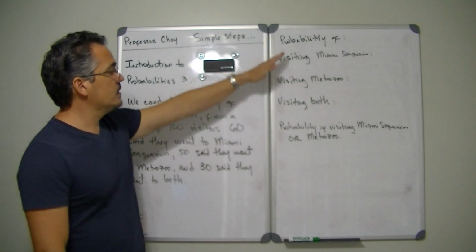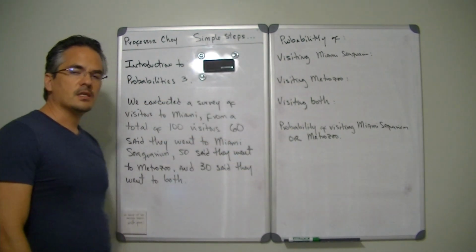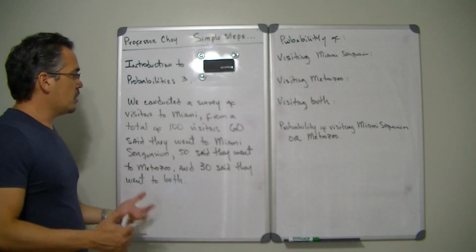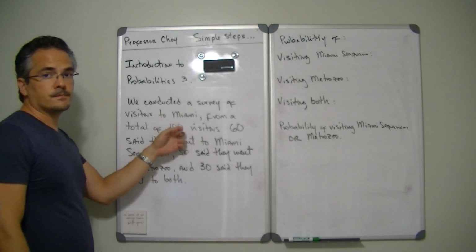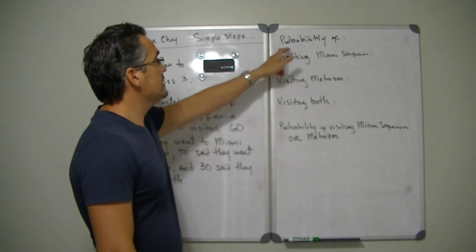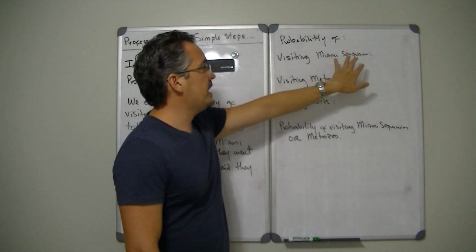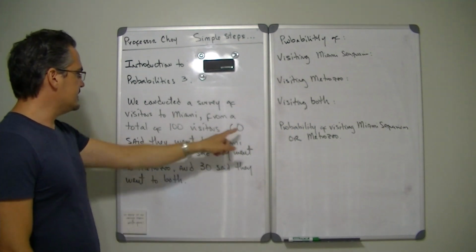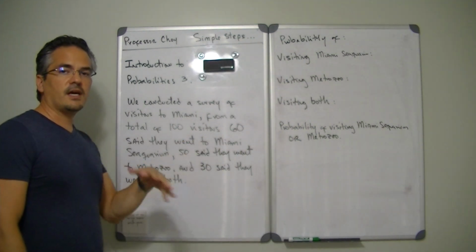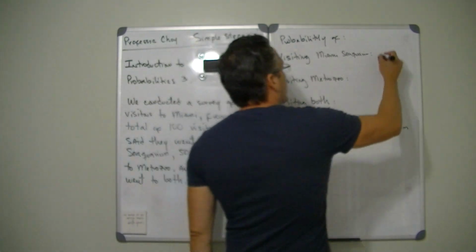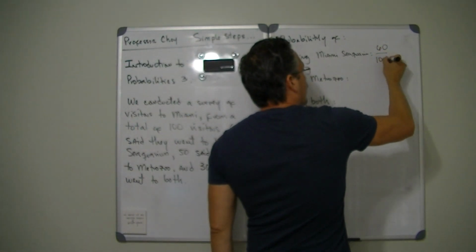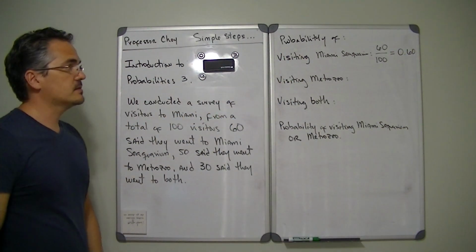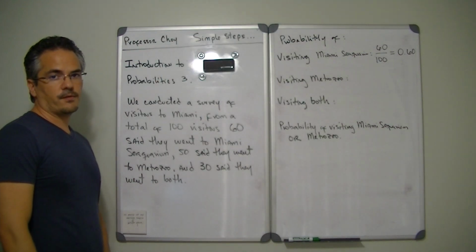So let's calculate these four different probabilities here to get an idea again of how to calculate probabilities. So the total amount of visitors is 100. So if somebody is asking you, what is the probability of somebody visiting the Miami Seaquarium out of the 100? Well, the probability is the 60 that said that they went to the Seaquarium divided by the total amount of people that went. So 60 over 100, or 0.60, is the probability that somebody visited the Miami Seaquarium.